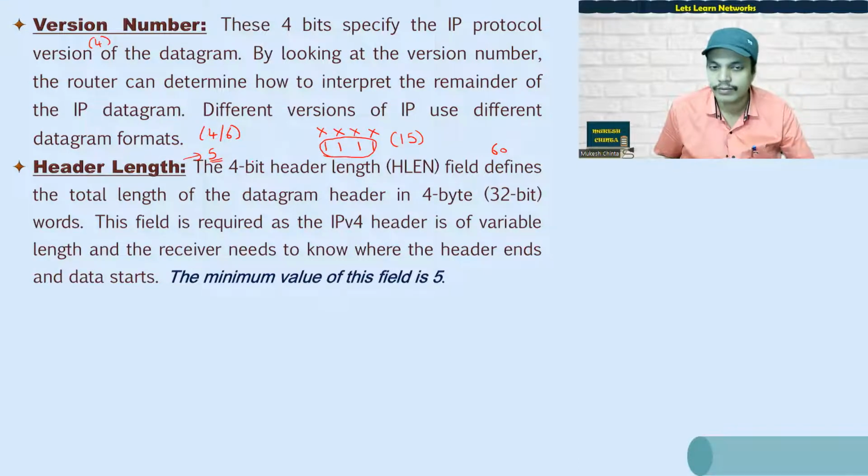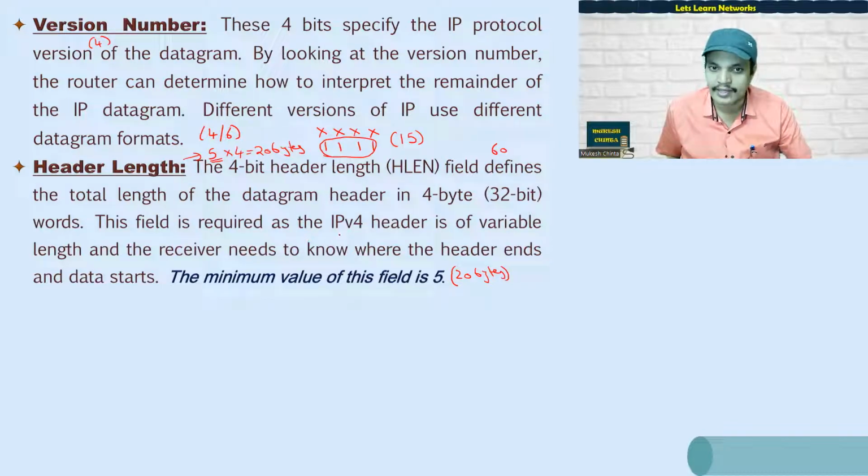Can you tell me why 5? Because 5 times 4 gives me 20 bytes. If the header is less than 20 bytes, then I have to assume that there was some error during transmission, and this packet is to be discarded. You should not consider that packet. The minimum value of this field is 5, because unless it is 5, you don't get the 20 byte size. The maximum value is 15, which allows a maximum header length of 60 bytes.